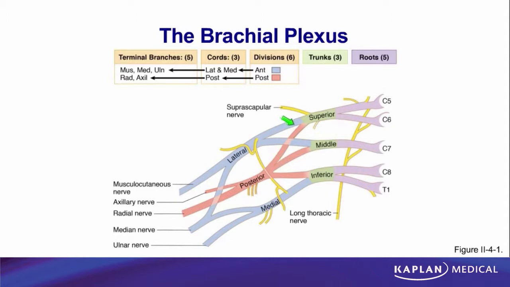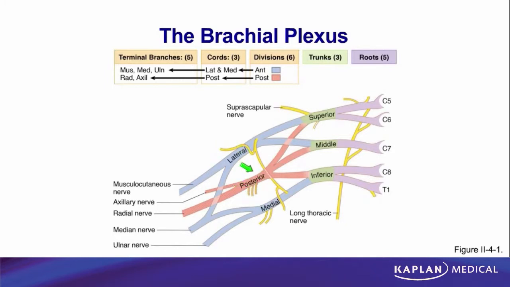Then, as we continue through the axilla, the anterior division from the upper trunk and the middle trunk gets bundled together into a single structure that we're going to call the lateral cord. The anterior division from the lower trunk will stay by itself, and we'll just change its name, and we'll call it the medial cord. And the posterior division from all three trunks will get bundled together by connective tissue, and we'll call that the posterior cord.